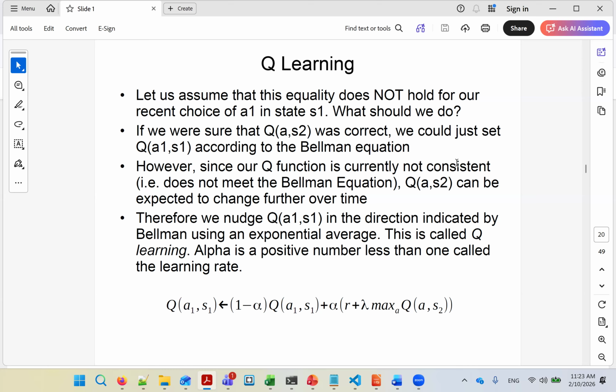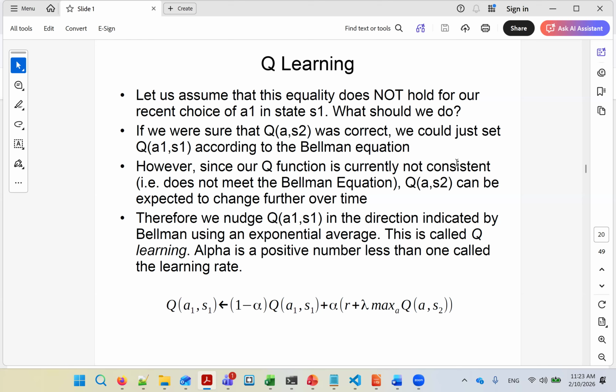The question is, okay, it's not equal. It should be equal if our Q was correct. If our Q was correct and consistent, it should be equal, but it's not. So what should we do about that? The answer is adjust Q in some way, right? Clearly. Well, let's try to make it consistent if it isn't consistent. Okay, but adjust it in what way?